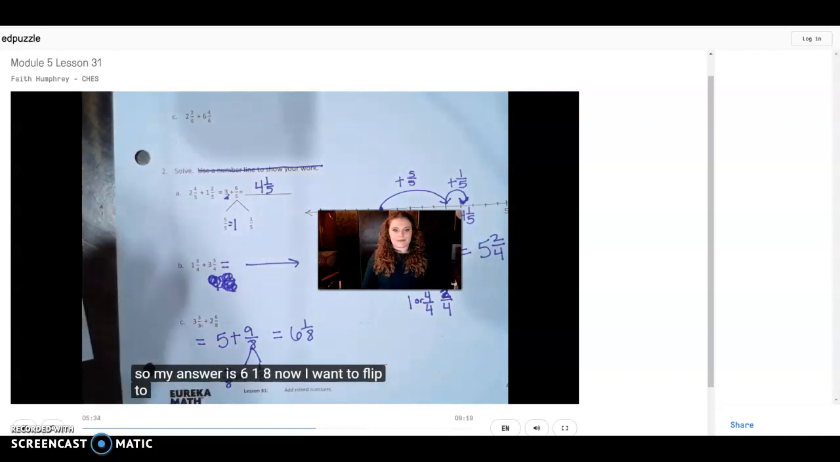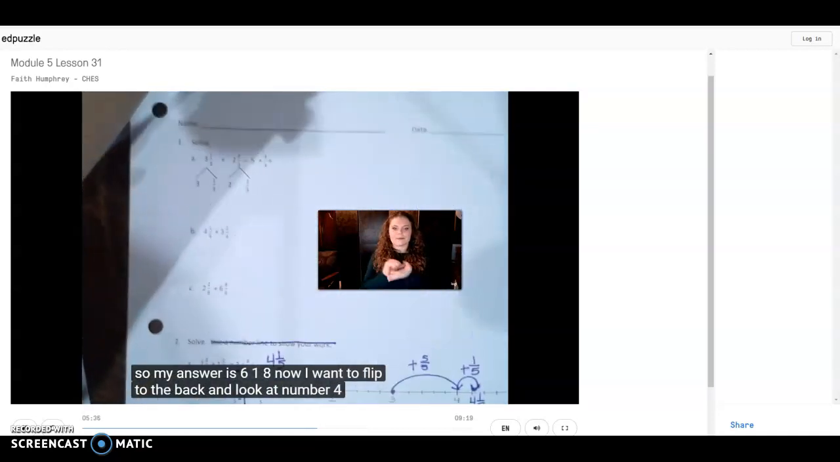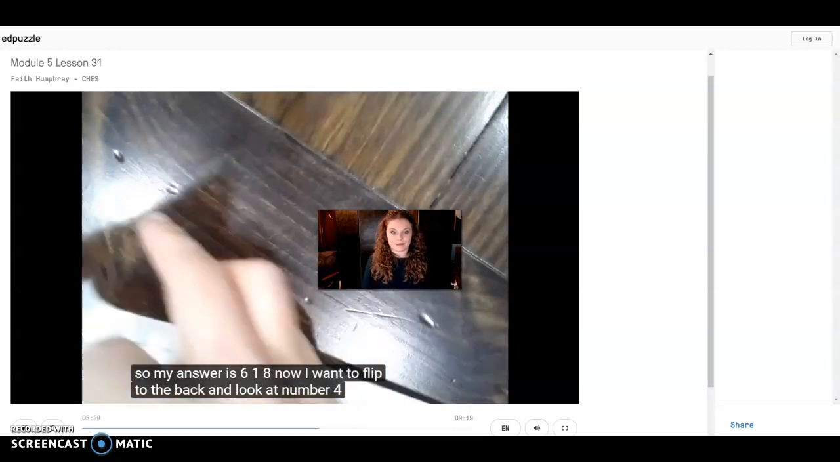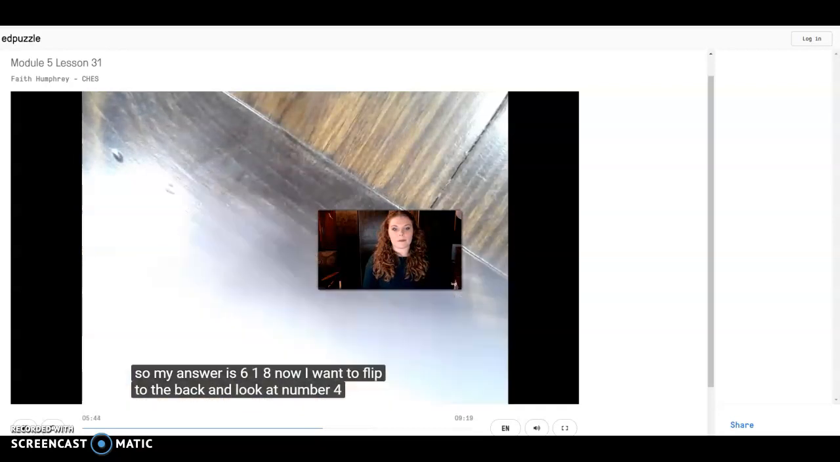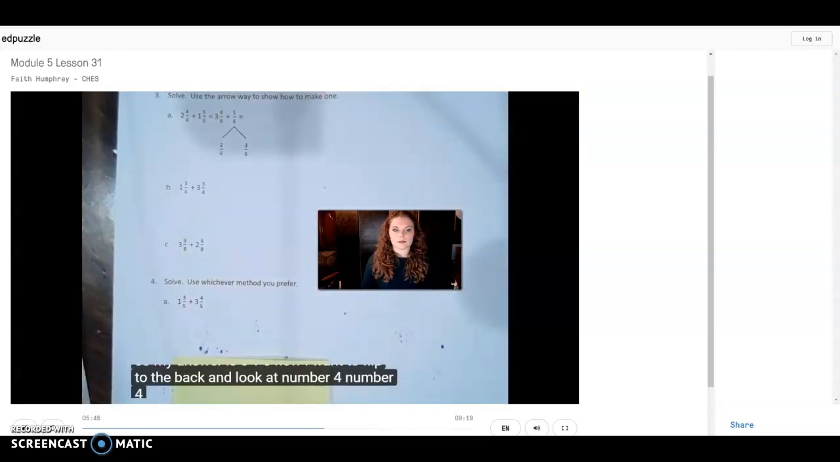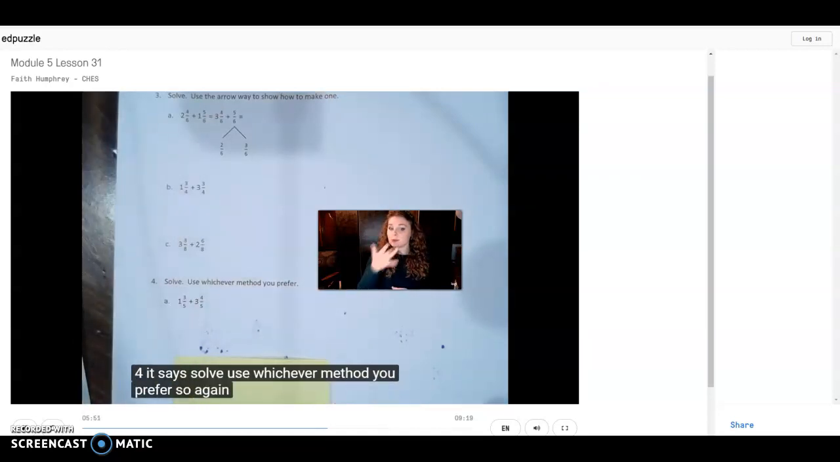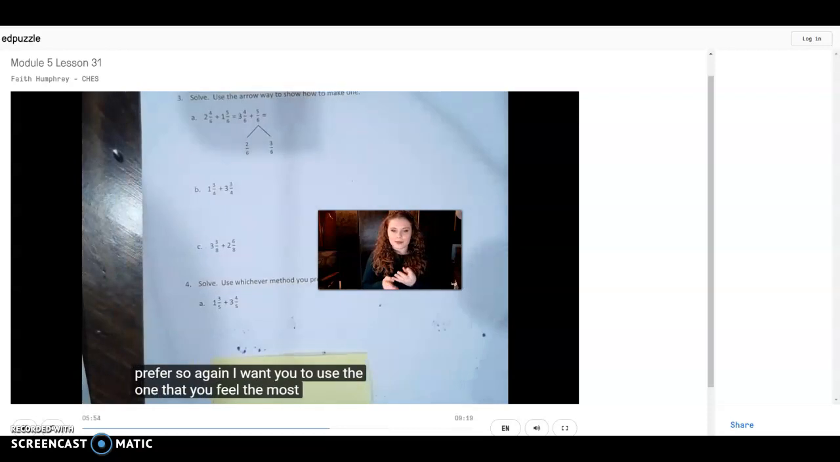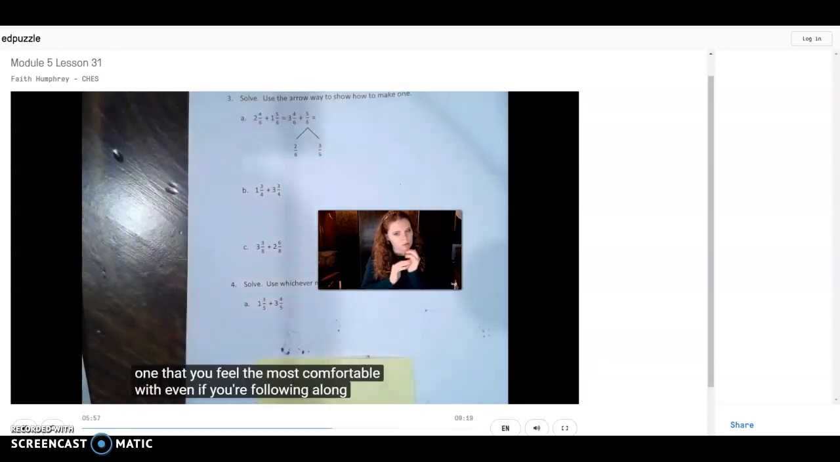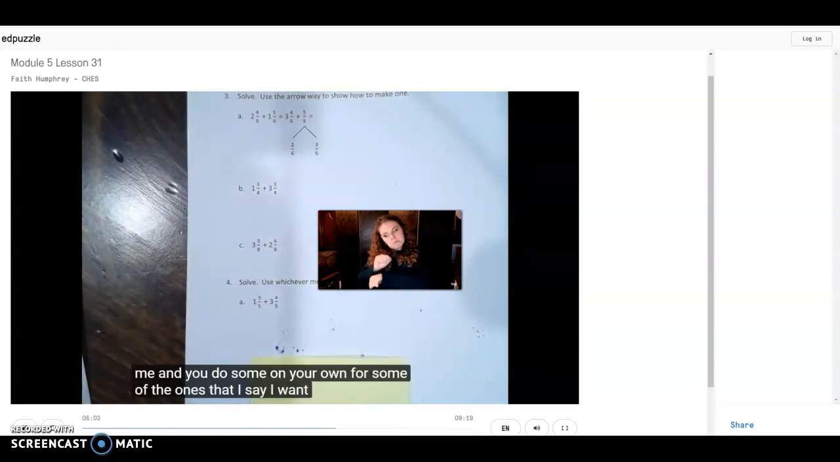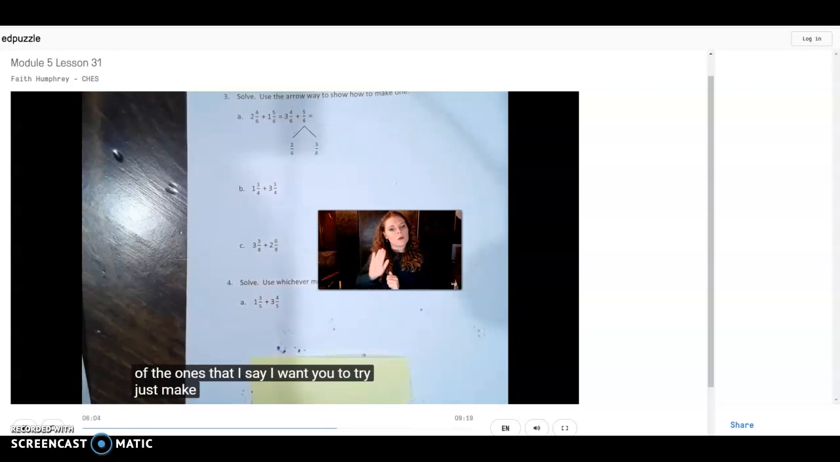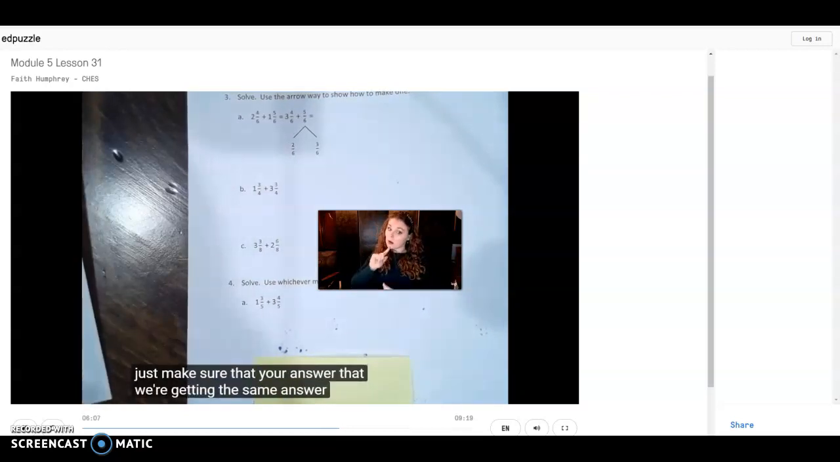Now I want to flip to the back and look at number 4. Number 4, it says solve, use whichever method you prefer. So again, I want you to use the one that you feel the most comfortable with. Even if you're following along with me and you do some on your own for some of the ones that I say I want you to try, just make sure that we're getting the same answer and checking that those are correct, okay?